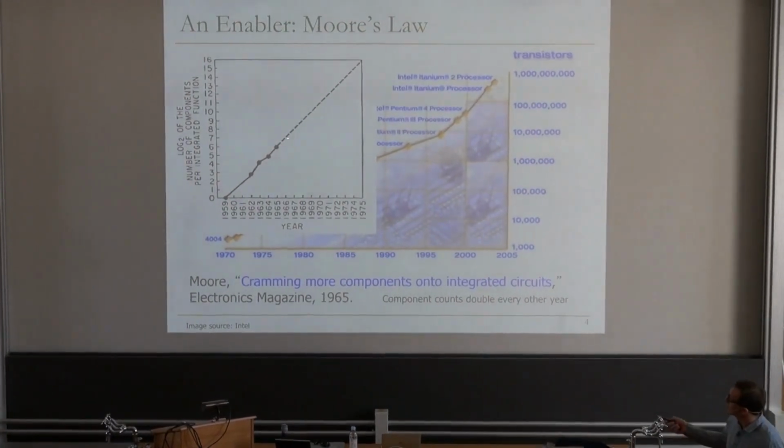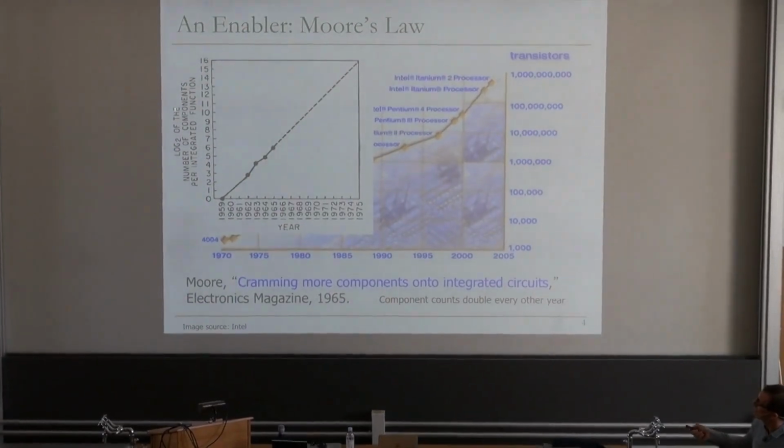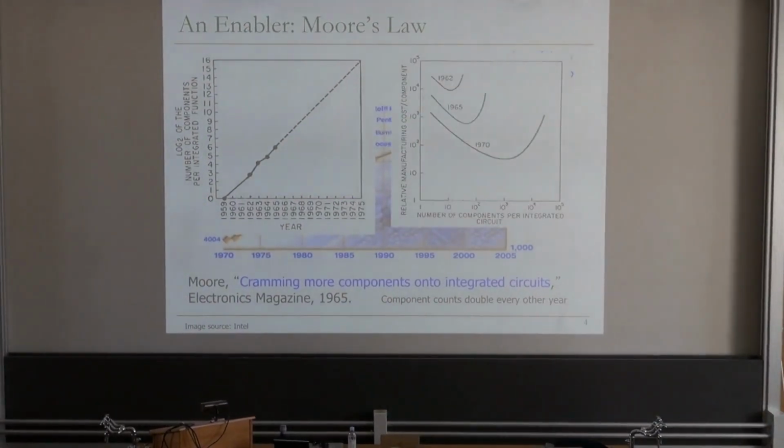You can see that over the course of years, component counts that you integrate on chip doubles. On board, actually, in that time. And this is another interesting view of that, what he drew in that paper. Basically, this is the number of components per integrated circuit. It's logarithmic scale, as you see. And this is the relative manufacturing cost for a component.